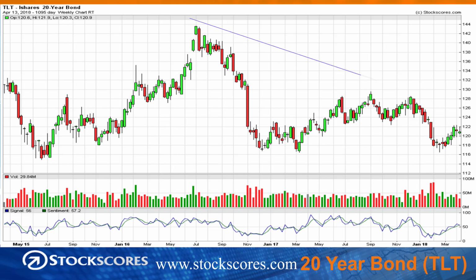Looking at treasuries, we've got that long-term pessimism building. That means long-term prices have been moving lower, which means interest rates have been moving up.